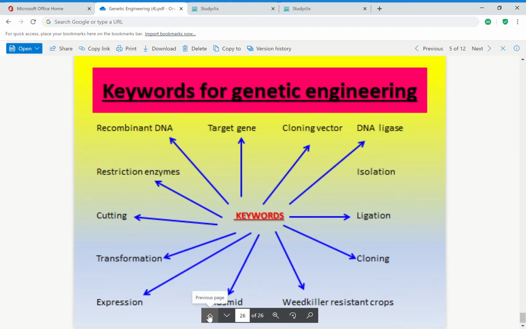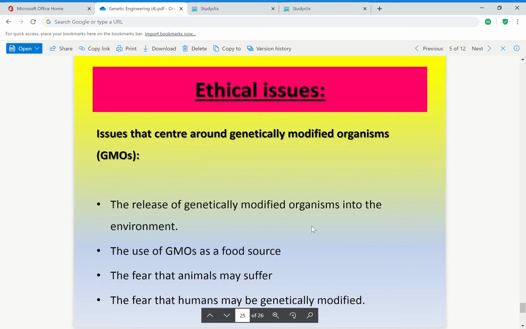Of course, you have to consider the ethical issues of this. Firstly, the release of genetically modified organisms into the environment can be an issue. Sometimes things that are released into the environment can take over; they can be invasive. You may have heard of Japanese knotweed, which wasn't genetically modified, but it's a very invasive species that can easily take over an area.